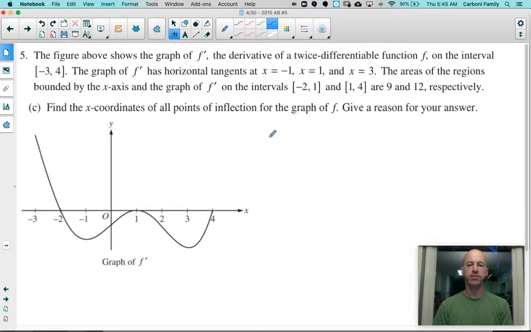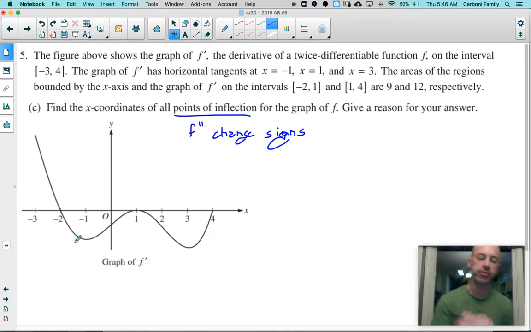Find the x-coordinates of all inflection points for the graph of f. Now, when I see inflection points, my first thought is you need f double prime to change signs. However, we are not looking at f double prime. I want to tie my answer to f prime. And so let's think what happens when f double prime changes signs. And to make this connection, it's easier to think about, I want to go from f double prime to f prime. That is the same relationship as f prime to f.